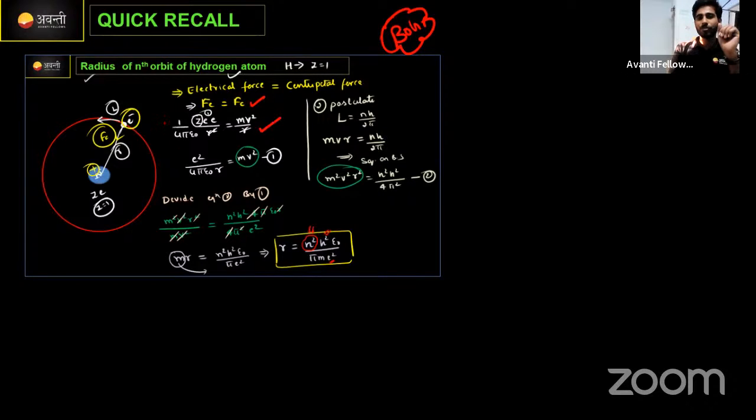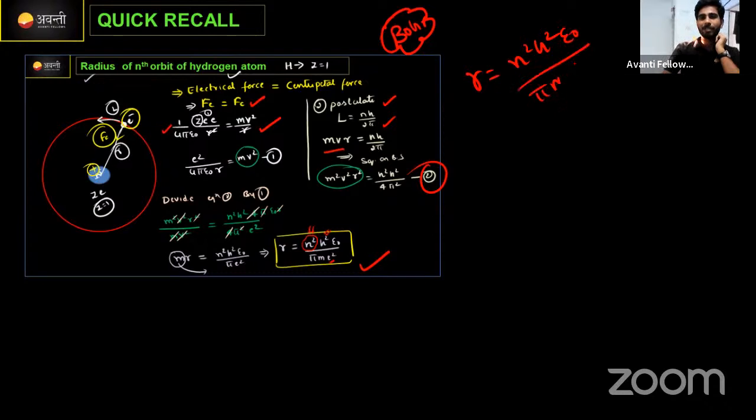Here centripetal force is mv square by r, and second is 1 by 4 pi epsilon into z e square by r, correct now? And then we took Bohr's second postulate, that the angular momentum of an electron is equal to an integral multiple of nh by 2 pi, right? We got mvr is equal to nh by 2 pi, and squaring on both sides I got equation number 2. Equation 2 divided by equation 1, I got an equation for the radius: r is equal to n square h square epsilon naught divided by pi m e square, correct now? This is the equation.